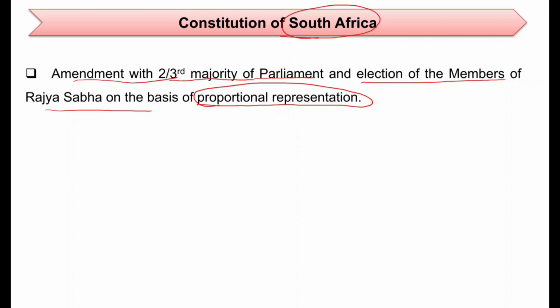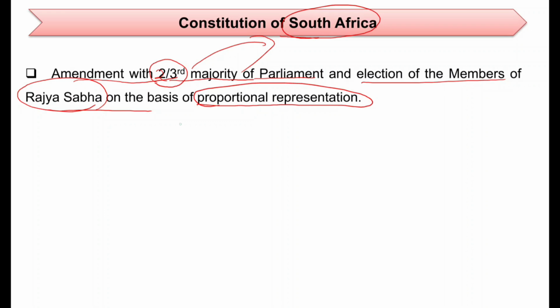Whenever any changes are to be brought in Parliament, it is always necessary to have a 2/3 majority, isn't it? So this feature we have borrowed from which country? From South Africa. And also the election of the members of Rajya Sabha. The members of Rajya Sabha are not elected directly like the Lok Sabha, as we have recently witnessed in the general election. Rather, they are elected indirectly. So this method is also taken from South Africa.